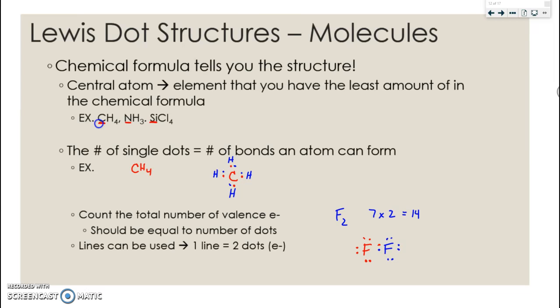What you'll notice in my structure is that each F is now in contact with 8 dots, like it's supposed to be. The other way we could have drawn this is like this. Notice that I've replaced the 2 dots in the middle with a line. Let's move on and do a couple of additional practice problems.